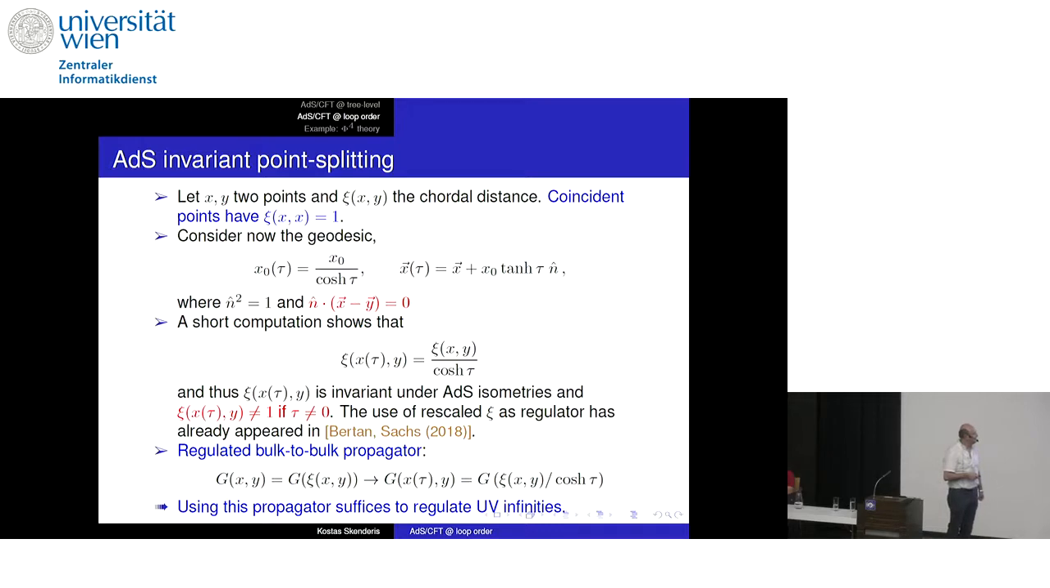In that paper, what they did is they used the idea that you can scale psi in order to regulate the quantities, which is indeed what happens when you set up the system in this way. So then you have the regulated bulk-to-bulk propagator: you take the usual propagator, and then you just move that point to x of tau, and namely the bulk-to-bulk propagator now is going to depend on this regulated quantity. And if you do this, this is sufficient in order to regulate all UV infinities.